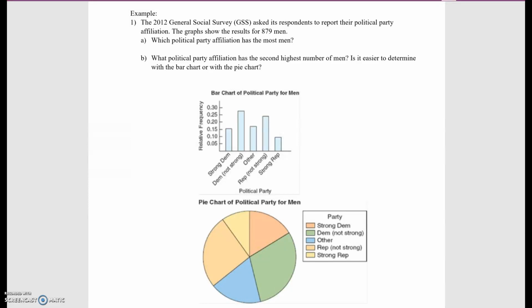So here's an example. This one says the 2012 General Society Surveys, GSS, asked its respondents to report their political party affiliation. The graph shows the results for 879 men. Which political party affiliation has the most men?